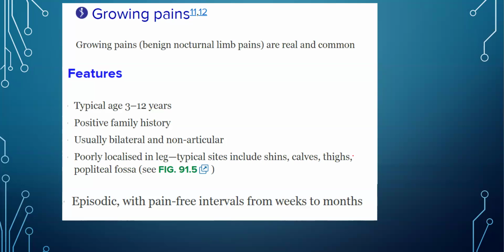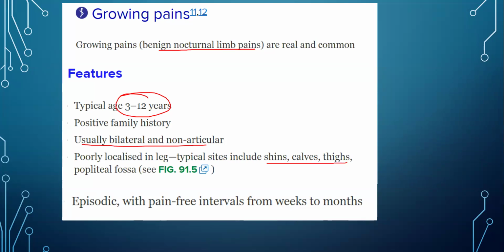Growing pains. Growing pains is also known as benign nocturnal limb pain. What happens is that during the age of 3 to 12 years, the children are getting more and more height and gaining weight, so they're growing. During this growing phase, children can have some non-specific bilateral lower limb pain. Usually it is bilateral and non-articular. So they will not come to you with knee joint or ankle joint pain, but maybe pain on the shin, calves, or thighs.